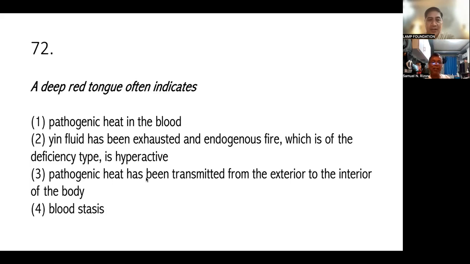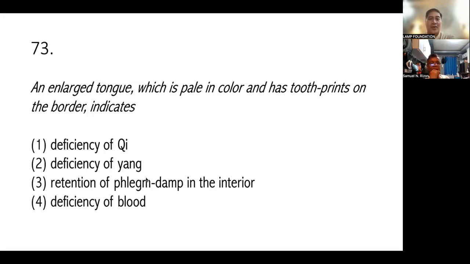Okay, very good. 72. A deep red tongue often indicates pathogenic heat in the blood, yin fluid which has been exhausted, and an endogenous fire which is of the deficiency type, is hyperactive. Then number 3, pathogenic heat has been transmitted from the exterior to the interior of the body. Then number 4, blood stasis. So my answer is letter A, 1, 2, 3. Yeah, hindi blood stasis, no? Okay. Yes po, Doc, because sa blood stasis, the tongue is purple. Yeah, always. Let's go to number 73.